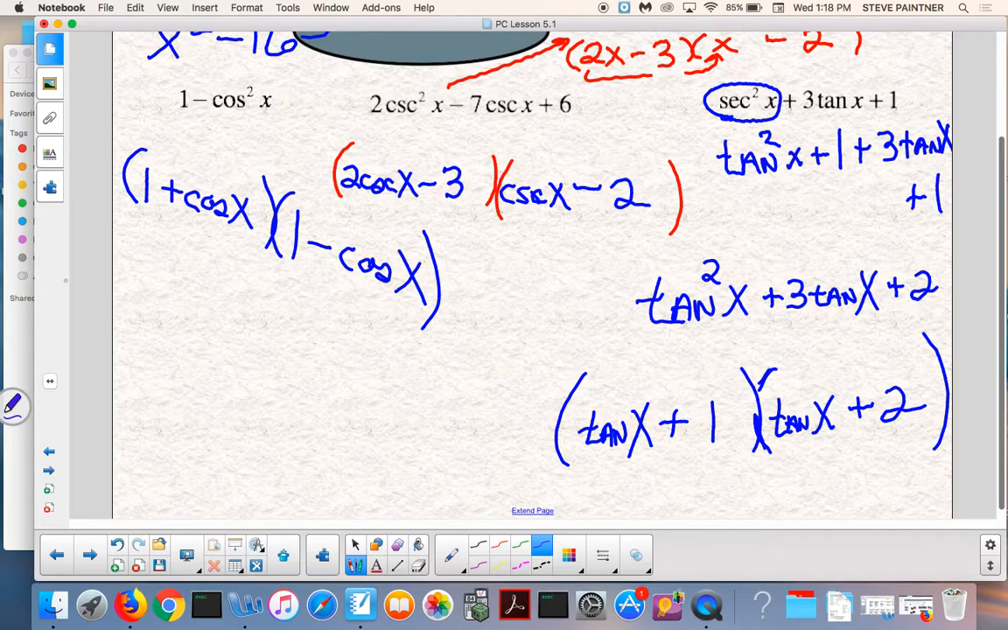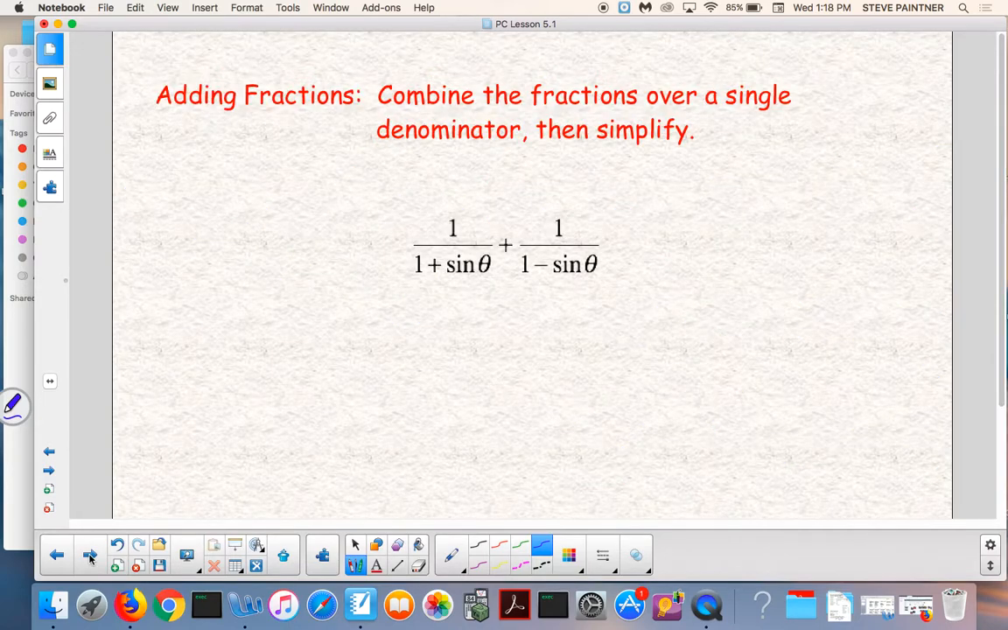See that secant squared? Go to your Pythagorean identity. Look on your paper. What does secant squared equal? Help him, Johnny. Are you not seeing it? Yes. Okay, you see it now? Everybody okay? All right.